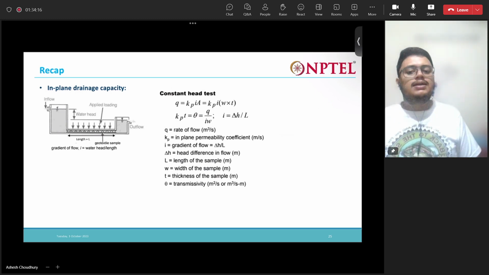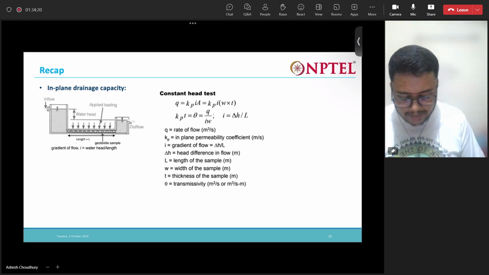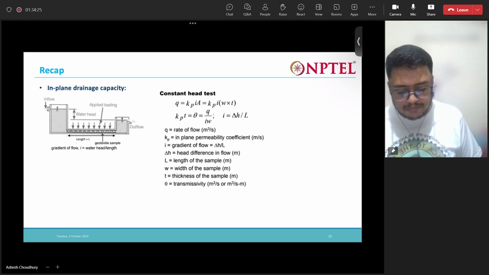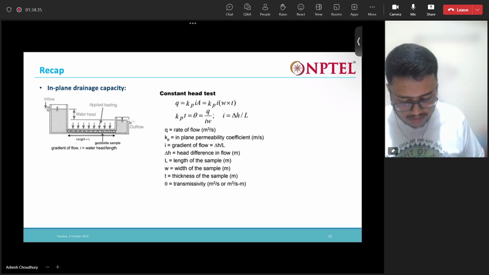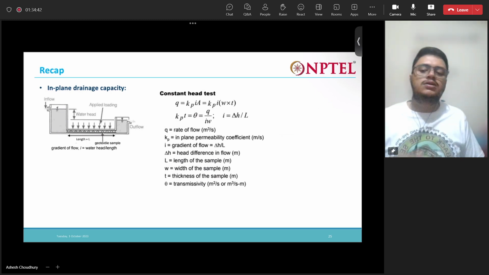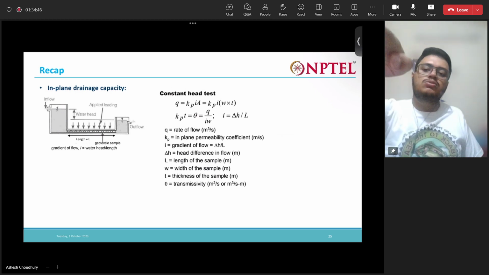So in short, I will tell how these tests are done. You can see here a geotextile is kept of length L. A certain amount of vertical pressure, or normal pressure, is applied, and a constant head is maintained, and this is the constant head test. Okay. What is the gradient of flow? The water head divided by the length, that is the gradient of flow. So at that gradient of flow i, the water is actually flowing through the plane of the geotextile.